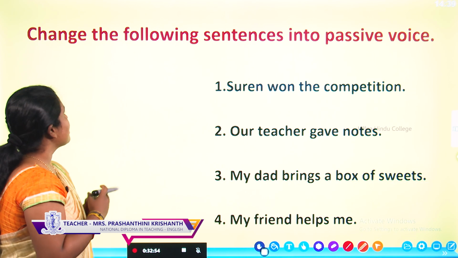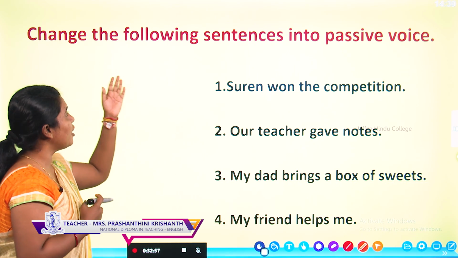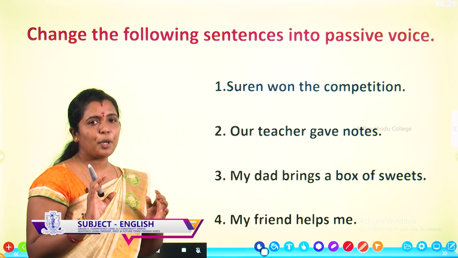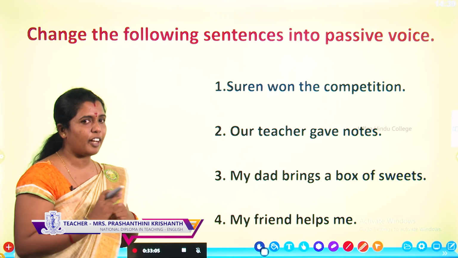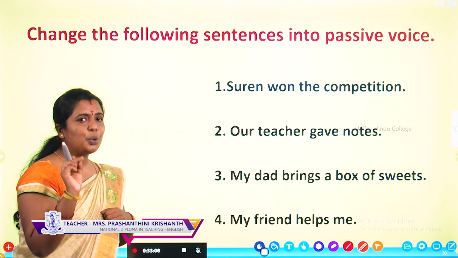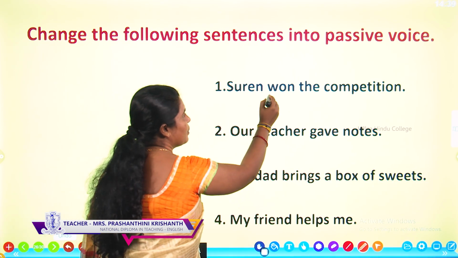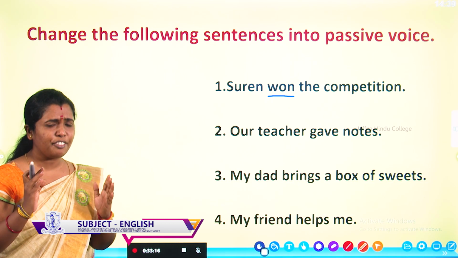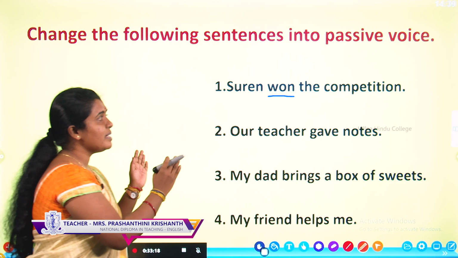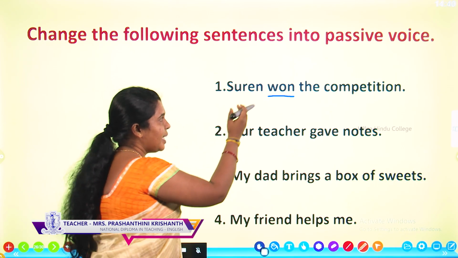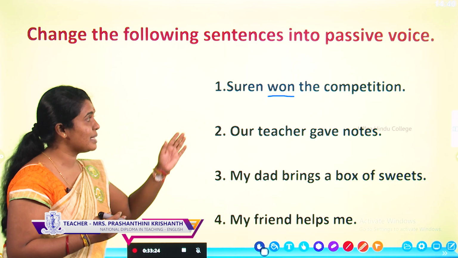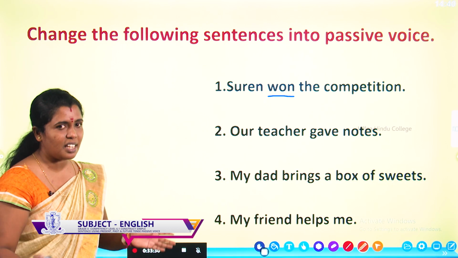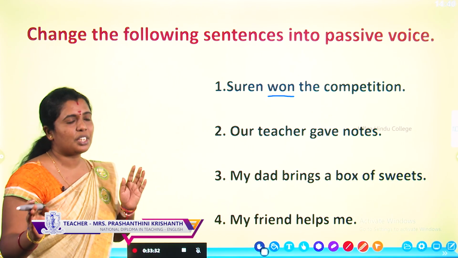Right, let us see some activities. Change the following sentences into passive voice. Okay children, when you approach this type of question in your final examination, first you have to mark the verb, right? Mark the verb of the sentence. Then you can decide what is the tense of this sentence. See here, one is the verb, so it is in the past form. So definitely it is a simple past tense sentence. Now we can do the changes, okay?